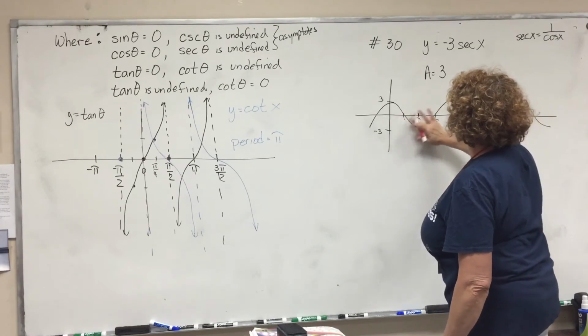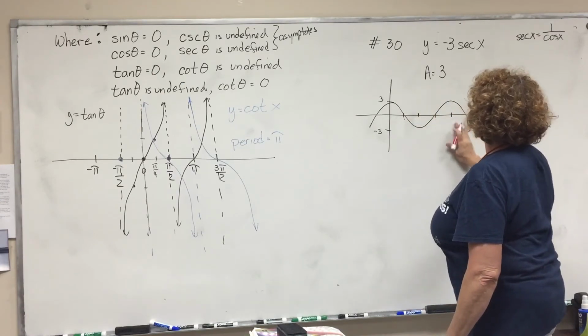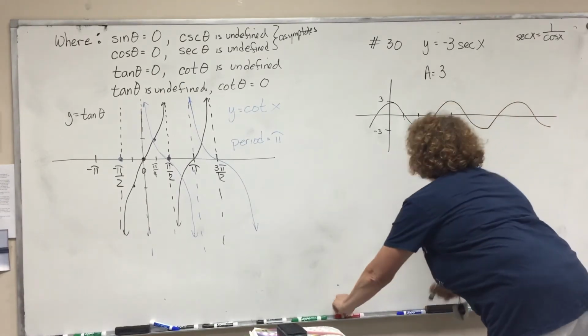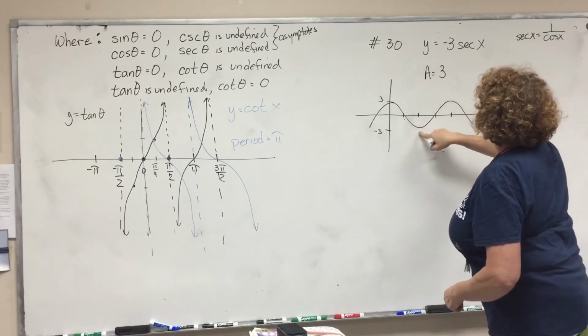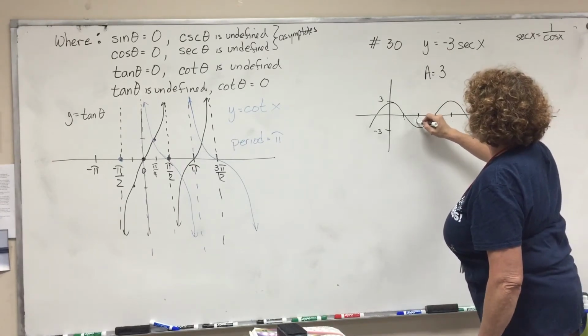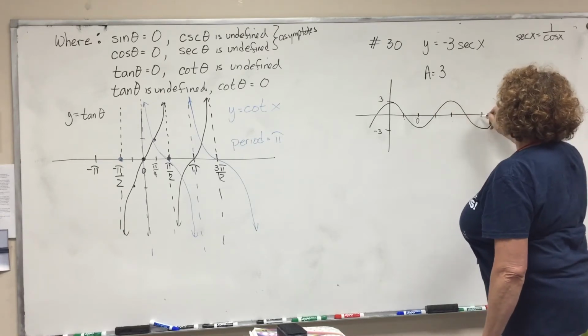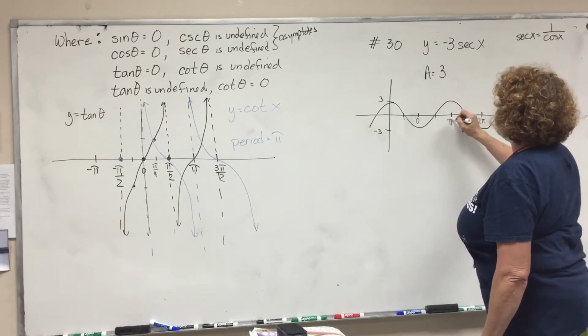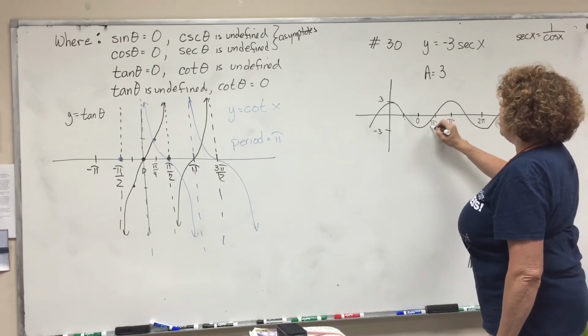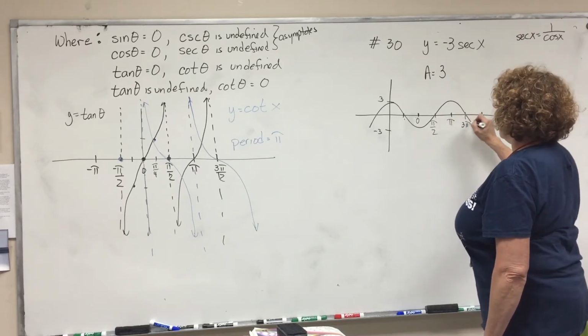I'm going to draw the whole thing again. It's negative, so it valleys at 0. So I'm going to make this 0 and this 2 pi. So this is pi, and this is pi over 2, and this is 3 pi over 2.